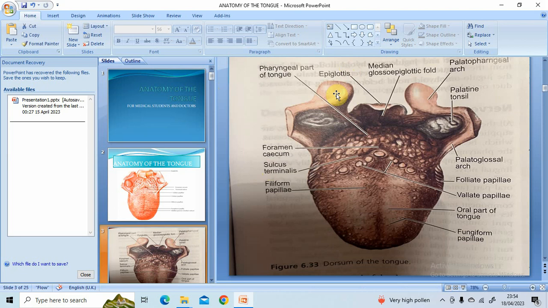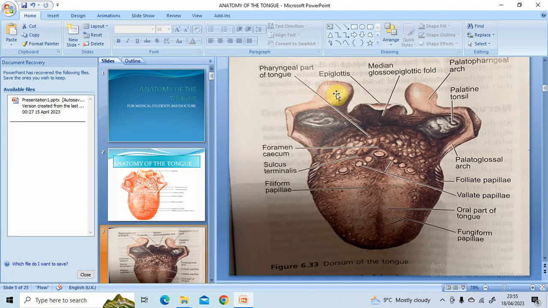The tongue is defined as a mass of skeletal muscle covered by mucous membrane and with a midline fibrous septum separating the two muscular halves. Okay, when I say essentially a mass of skeletal muscle, here are both intrinsic and extrinsic muscle.